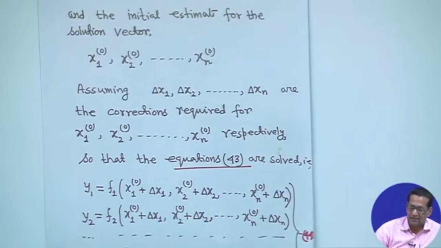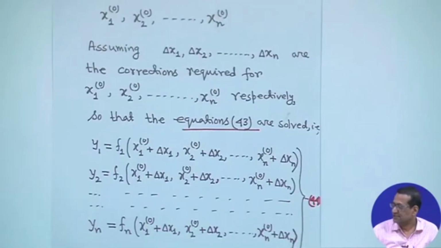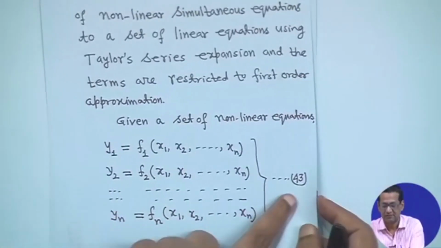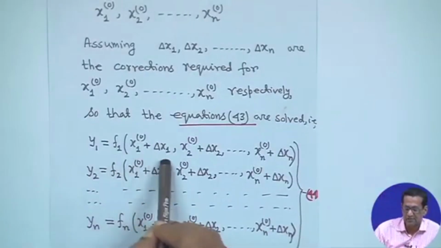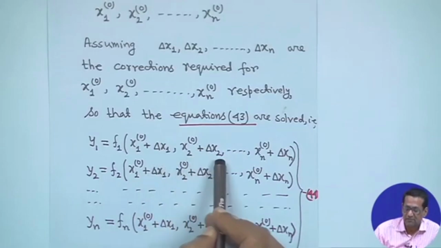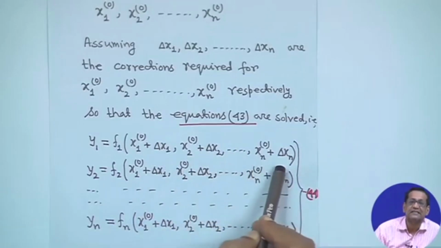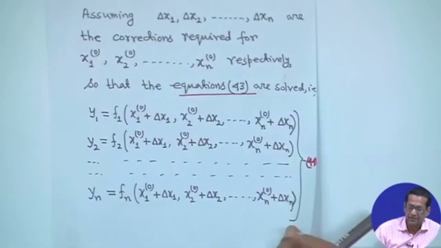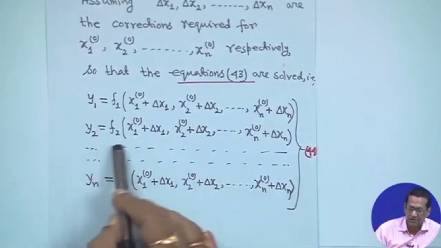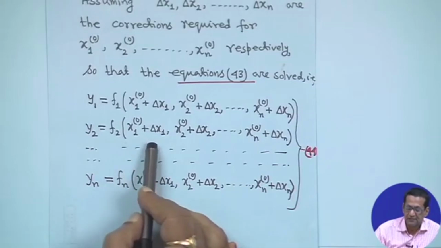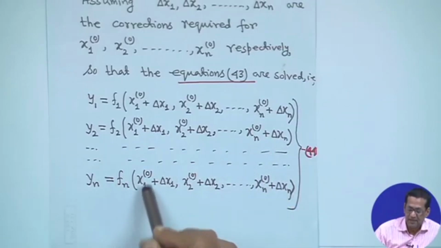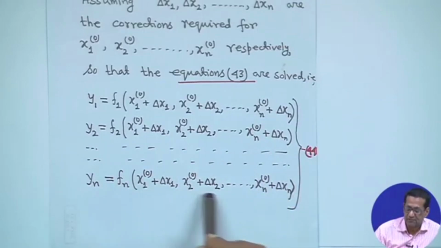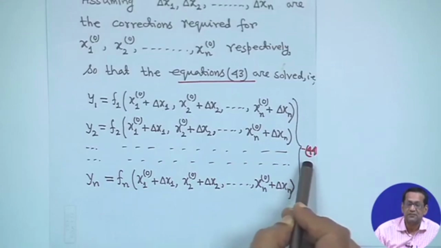So, equation 43, the previous equation, we can write like this: y 1 is equal to f 1 of x 1 0 plus delta x 1, comma x 2 0 plus delta x 2, comma up to x n 0 plus delta x n, because in every iteration you have to update these. Similarly, y 2 is equal to f 2 of x 1 0 plus delta x 1, x 2 0 plus delta x 2, up to x n 0 plus delta x n. For y n, f n of x 1 0 plus delta x 1, x 2 0 plus delta x 2, up to x n 0 plus delta x n. This is equation 44.